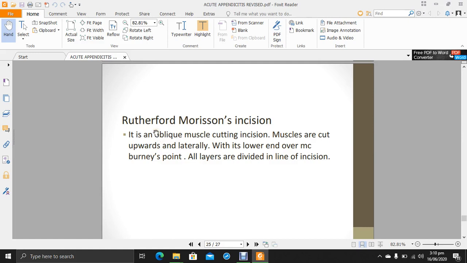Rutherford Morrison incision. Actually, sometimes the appendix lies at a high position, sometimes only up to the right hepatic flexure, and the sigmoid will be elevated. In that condition, we extend the gridiron incision upward and laterally by an oblique muscle cutting incision. Muscles are cut upward and laterally with its lower end over the McBurney point. All layers are divided in the line of incision.